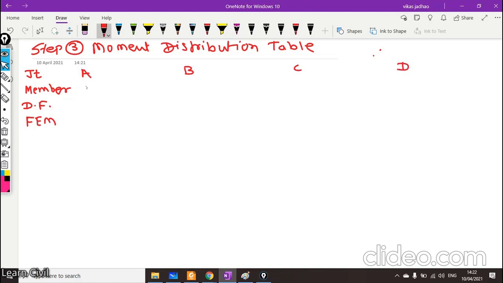At this joint A we are having member AB. At this joint B we are having BA and BC. At this joint C we are having CB and CD, and at this joint D we are having DC and DE. Okay.